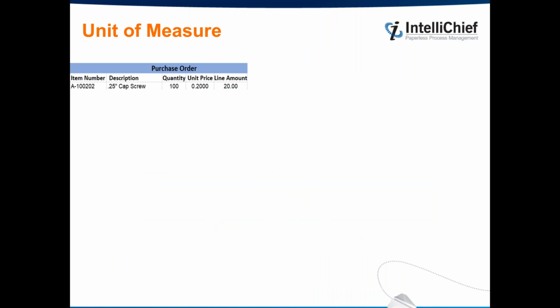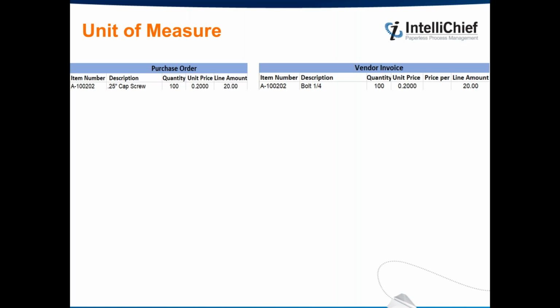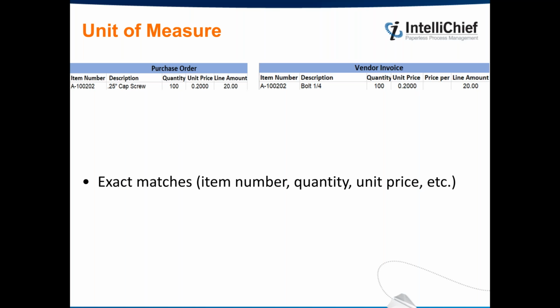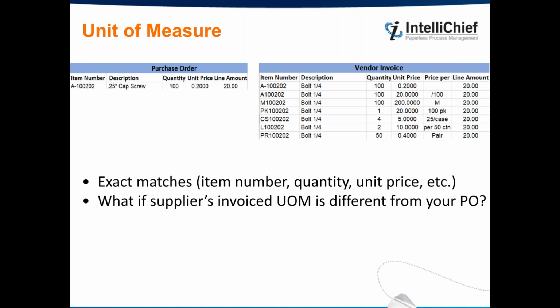Same with units of measure. So here's your PO as an example, because a lot of this happens automatically, so we had to pull it in to show you. Here's your PO with your item number, your description, quantity, unit price, etc. And here's the vendor invoice. Everything here in this example matches. We ordered a quantity of 100 and the line amount is $20. So it's all correct. That's an exact match, so an easy one for us to match.